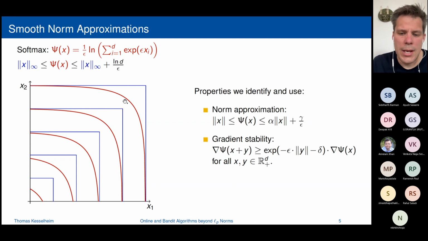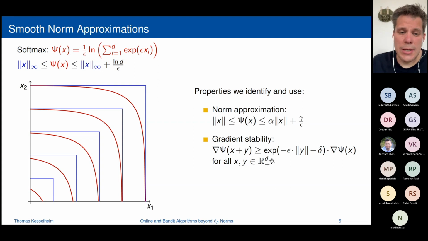For the softmax, something like this will never happen. And this is exactly the property that we require for the gradient to hold for our approximation. Namely, we ask that if you take the gradient at some point x plus y, this should be lower bounded by the gradient at the point x times some error term. And namely, this error term is e to the minus epsilon times the norm of the shift. So we shift it by y. This is the norm of the shift minus delta, where delta is again another parameter that we allow our norm approximation to have. So delta would simply be 0 in the case of the softmax, but in our norm approximation, this will be something greater than 0, but we can choose this delta, and it will influence the approximation guarantee of the norm.